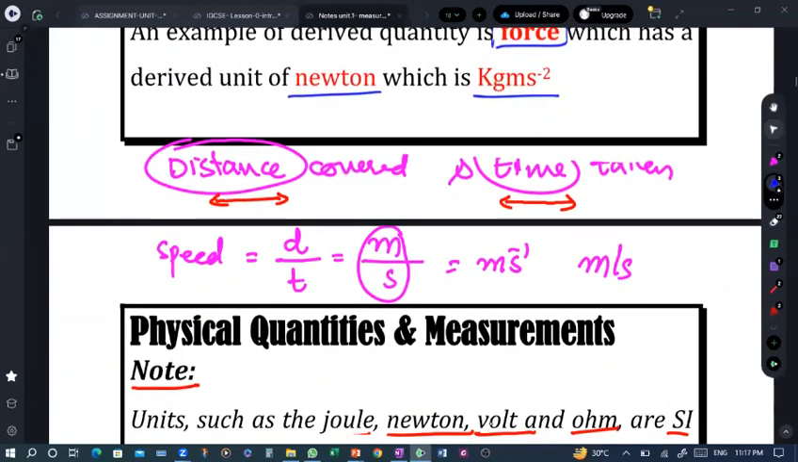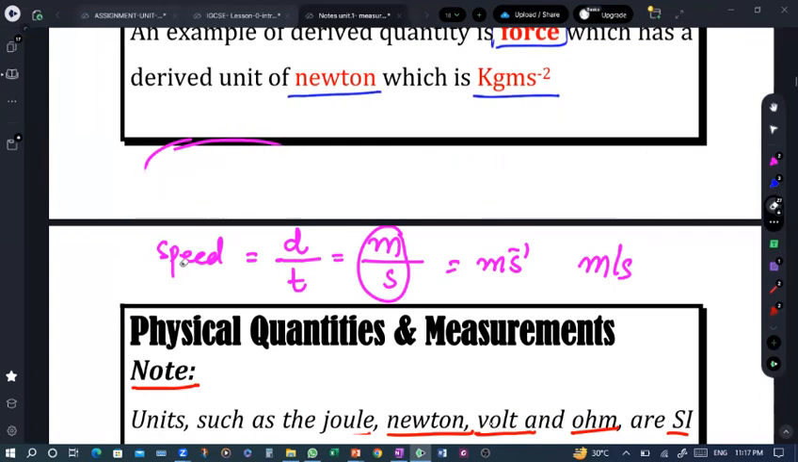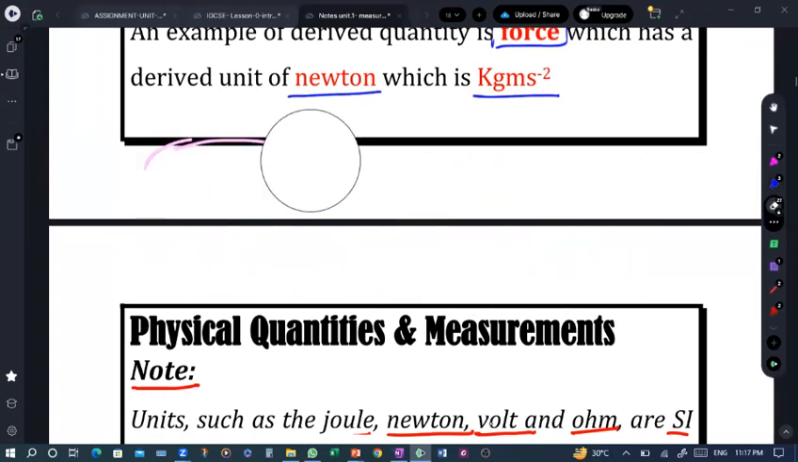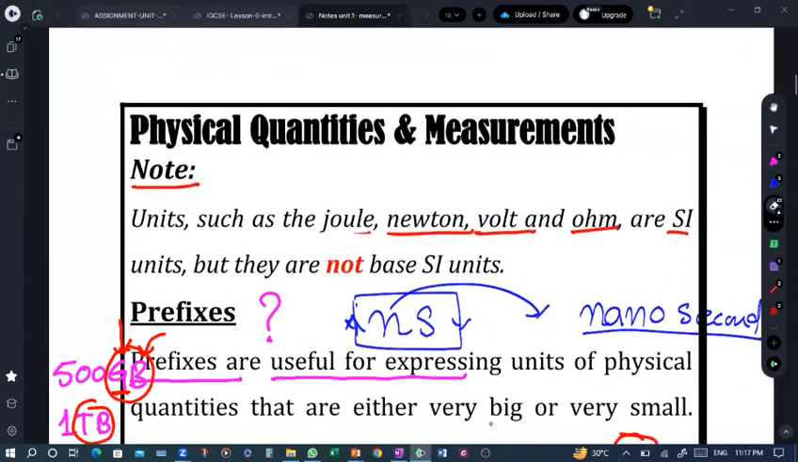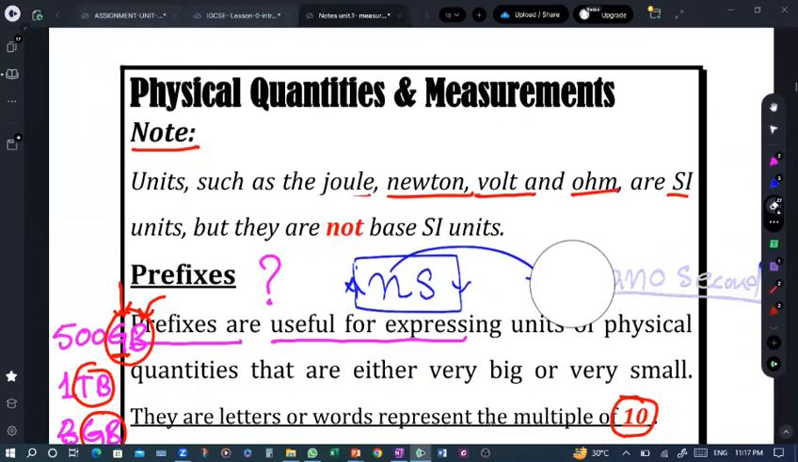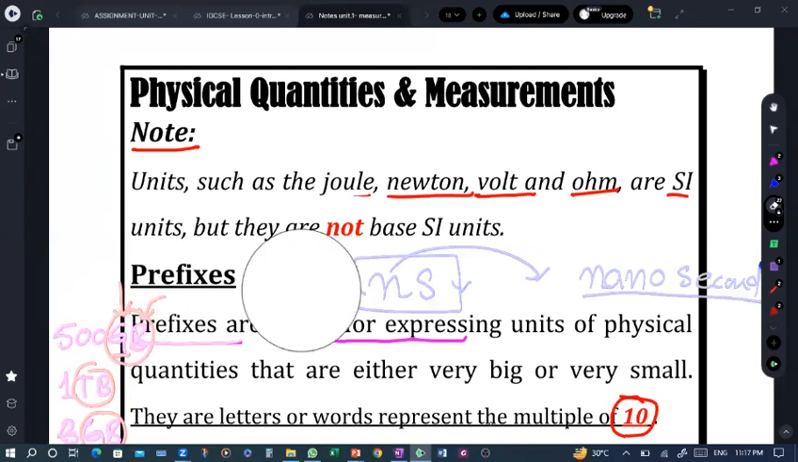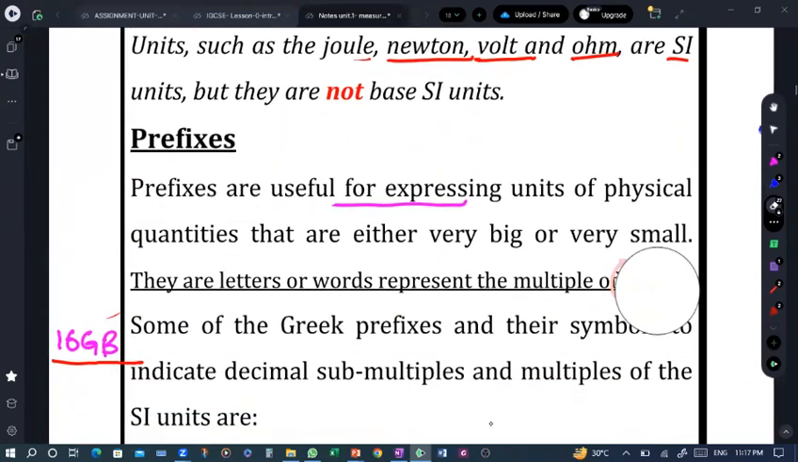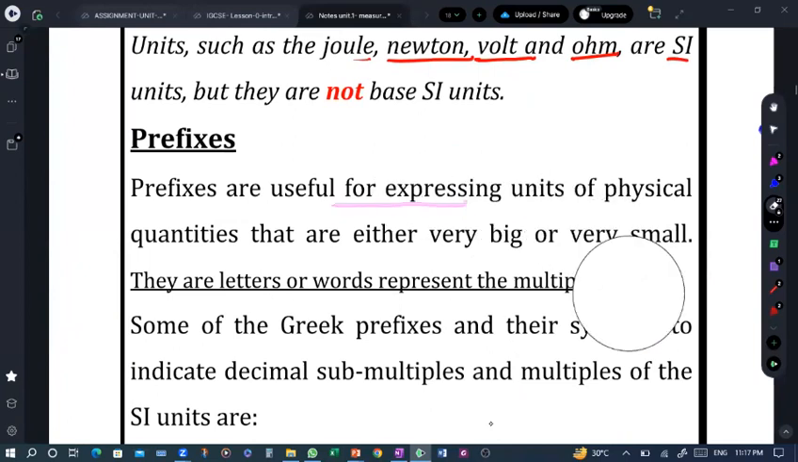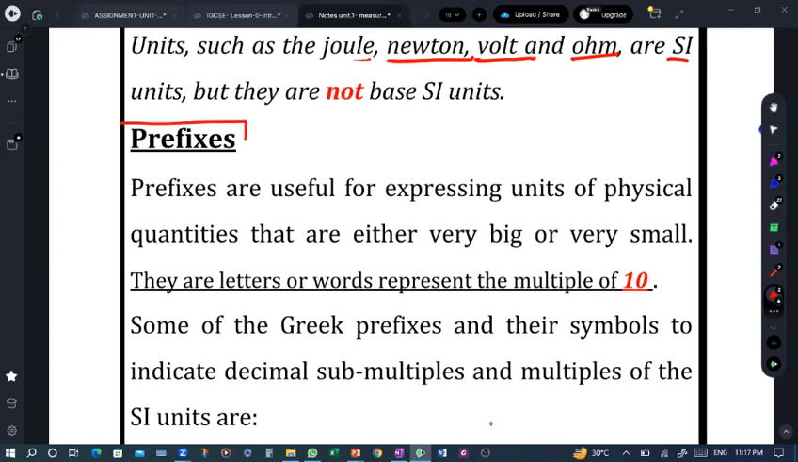So this was all about the first lesson, or class number 1. Then in lesson number 2, we talked about the prefixes. Basically, today we discussed the prefixes. I told you that a prefix is a word or a letter which is fixed before your SI units, right? They are letters or words to represent multiples of 10.